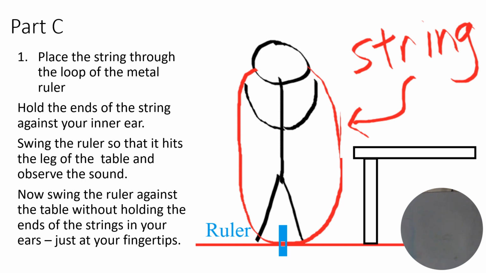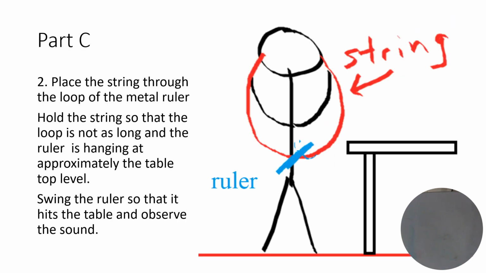Now, in part C, number 2, the only thing I had you do was shorten the string. Was there a difference in the sound between part 1 and part 2? It was louder, but it sounded the same, didn't it? Okay. The pitch didn't change because it's still the same stuff vibrating. Why was it louder? You lost less energy because the source was closer to your ears. It wasn't spread out as much.